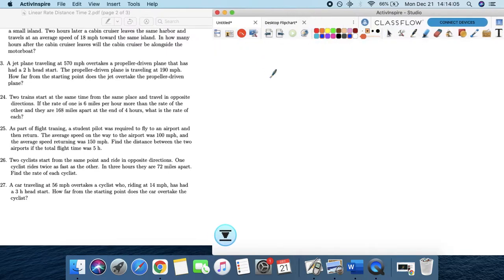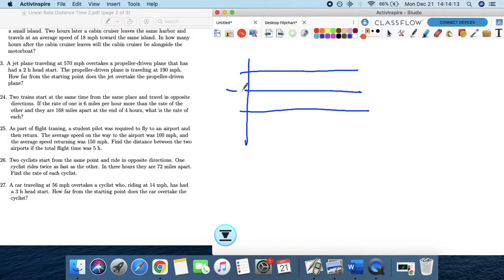Two cyclists start at the same point again, in opposite directions. I guess again, the hardest thing is to understand. Let's call this cyclist A, cyclist B, and set up your table. One is twice as fast as the other. So if A is traveling at speed R, B is traveling at 2R.